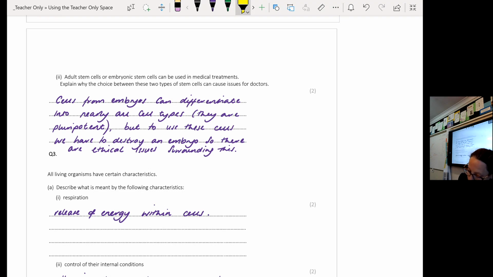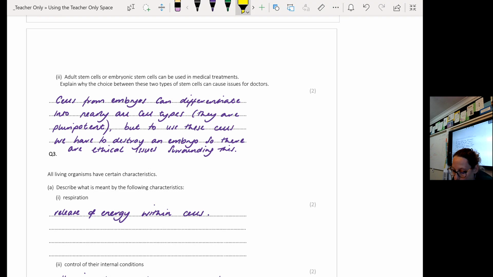Okay, so embryonic stem cells can differentiate into nearly all cell types, or they are pluripotent, and some of you did tell me that. Well done for remembering pluripotent. But to use these cells, we have to destroy an embryo, so there are ethical issues surrounding this.